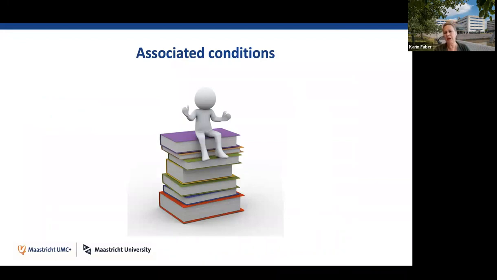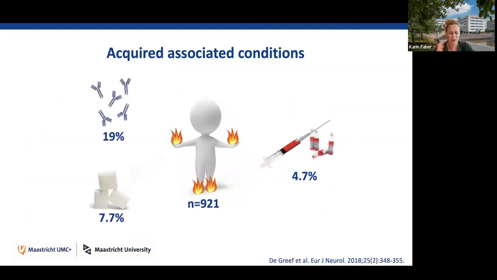Small fiber neuropathy may be associated with many other conditions. And numerous causes are present in literature, and we have therefore performed a large study to determine which underlying conditions are most prevalent in our population. And what we have found in a population of 921 patients is that the most frequent associated conditions were immunological abnormalities or conditions, diabetes and glucose intolerance, and vitamin B12 deficiency.